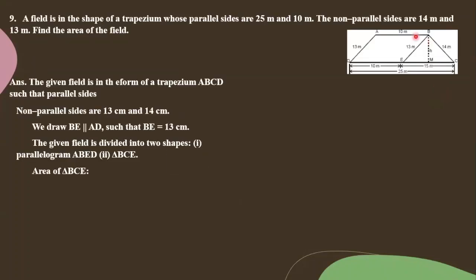So first tell me the area of this triangle BCE, children, by using Heron's formula, where the semi-perimeter is 21. The area is 84 meter square. It is root of 21 into 21 minus 13 into 21 minus 14 into 21 minus 15.